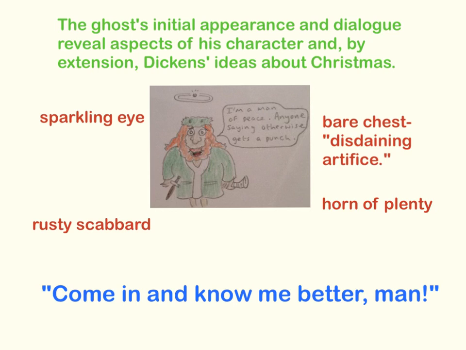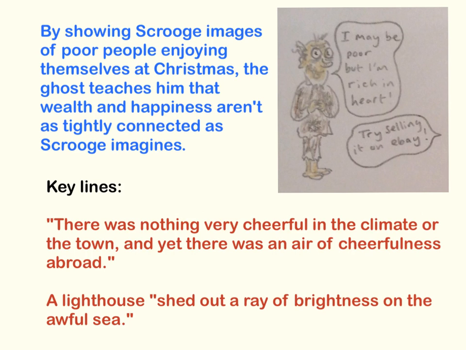Then you've got his dialogue. What's one of the first things he booms at Scrooge? "Come in and know me better, man." Again, this is an overture of friendship, conveying the warm-hearted nature of this ghost. No surprise, you've got an exclamation mark at the end, which just telegraphs that energy and vitality of the man. One of Scrooge's main assumptions, which the Ghost of Christmas Present is very keen to crush, is the idea that happiness and wealth are so tightly joined together.